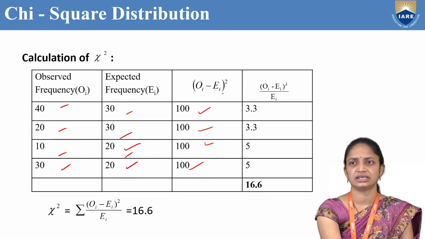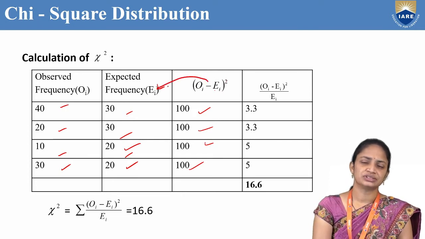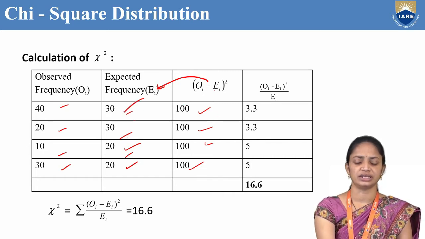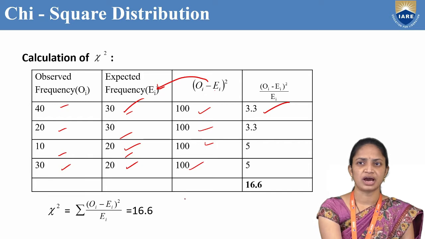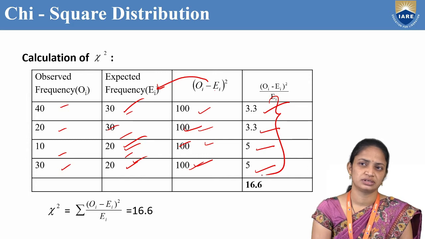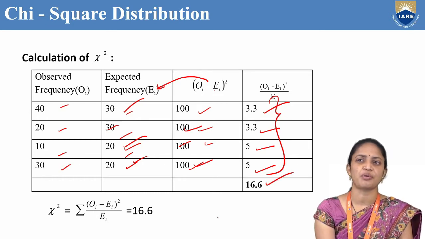So (Oi minus Ei) whole square is this one, divided by Ei. So 100 divided by 30, that is 3.3. Again 100 divided by 30, that is 3.3. 100 divided by 20, that is 5. And 100 divided by 20, that is 5. If you add all these values, 3.3, 3.3, 5 plus 5, we will get 16.6.